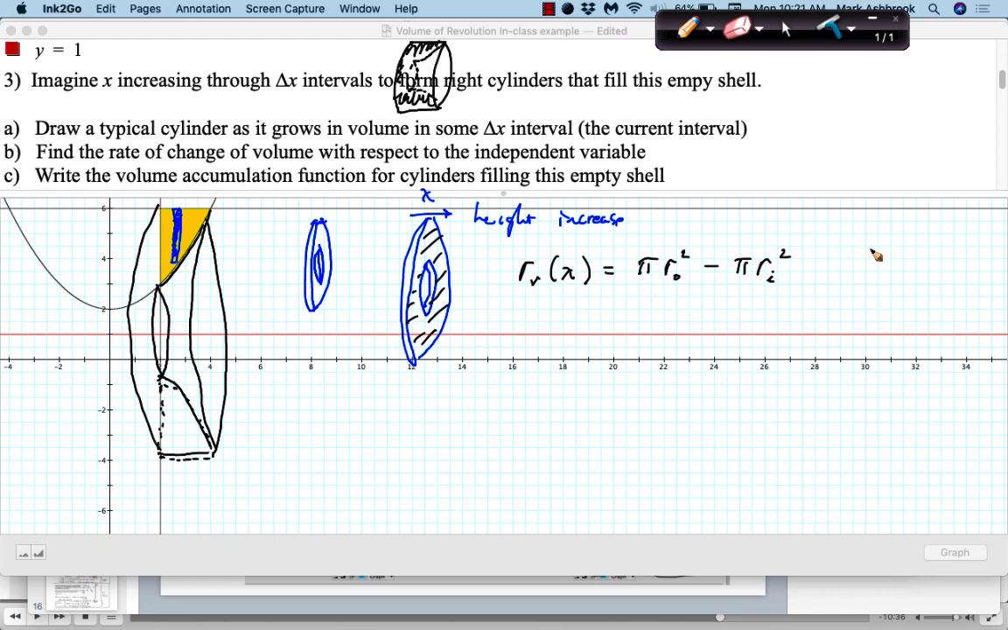So now we've got to figure out these radii. The outer radius is from the center of rotation up to wherever the outside of the cylinder is, up here. So is that an x coordinate, a y coordinate, a big change in x, or a big change in y? The outer radius. Is it a y coordinate?